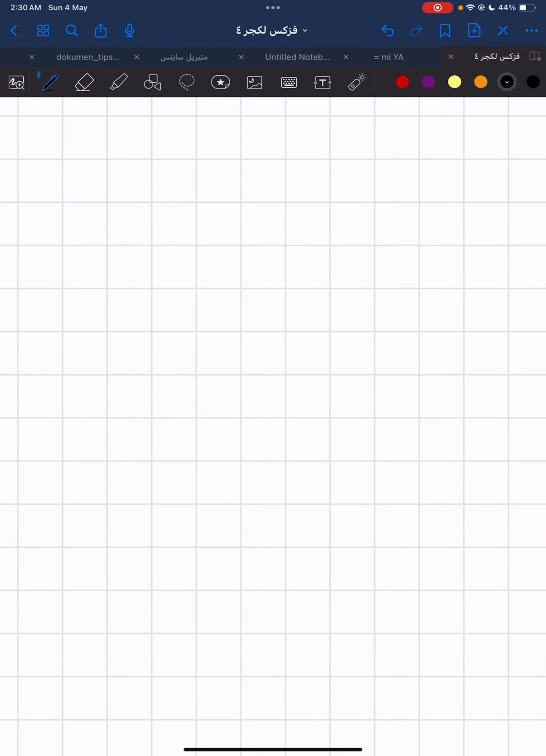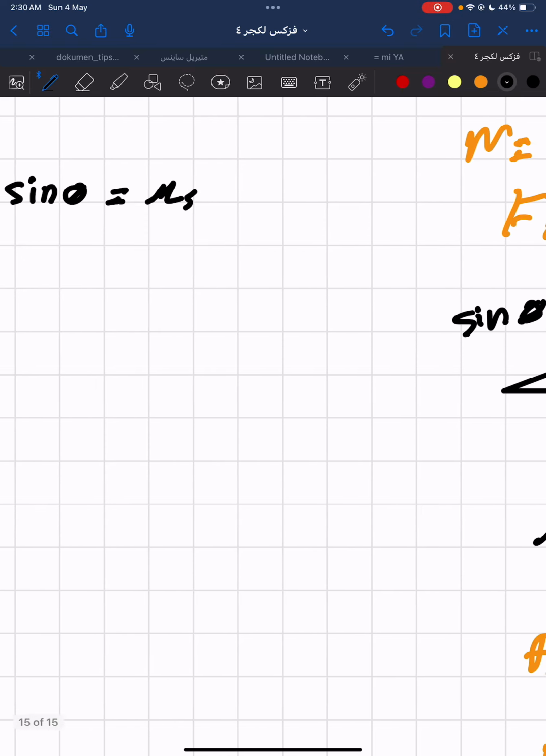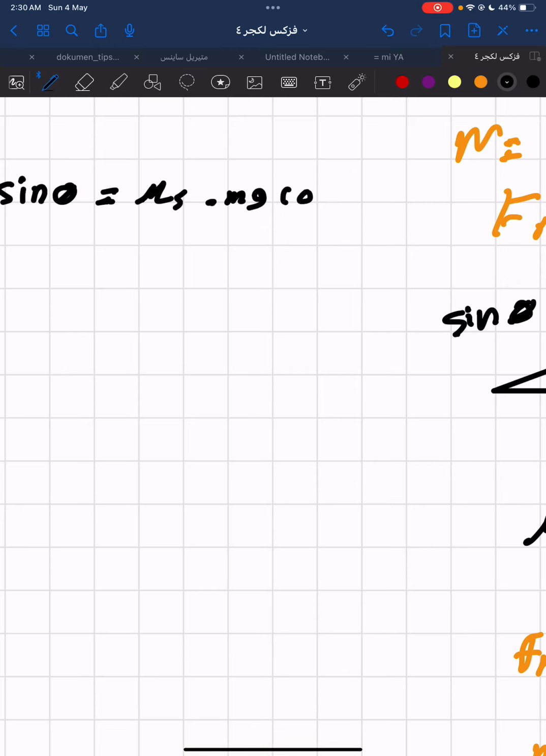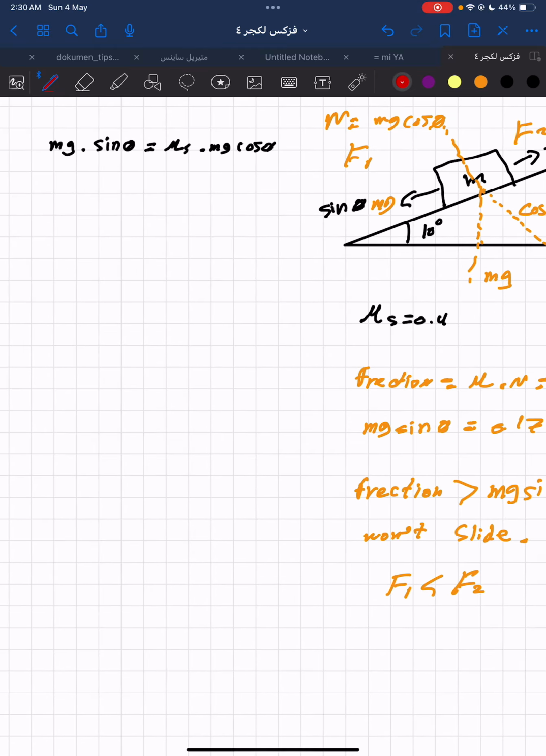the maximum angle till this body accelerates downward or slides, we have to equate them together. So mg multiplied by sine of theta equals the mu of the static multiplied by mg cosine theta. Immediately we know that mg will cancel with mg, so we are left with sine theta equals mu static multiplied by cosine theta. Let's divide by cosine.